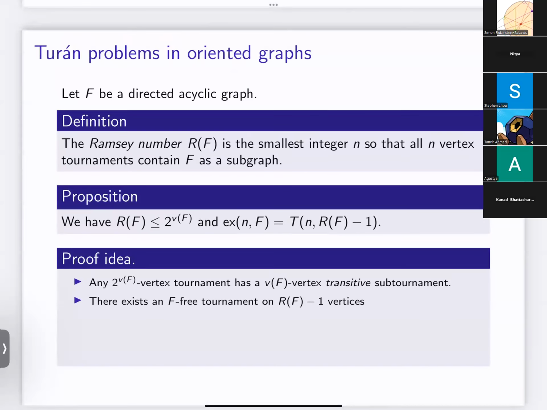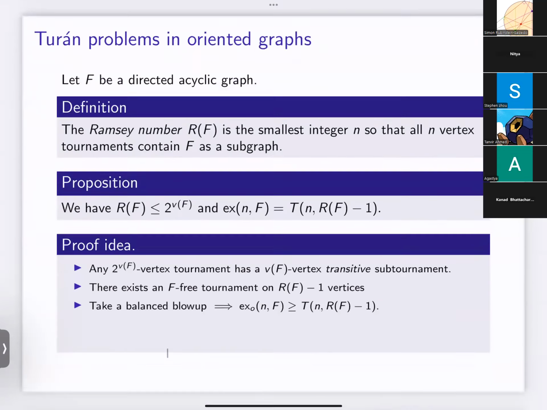The second observation is that by the definition of a Ramsey number, there is some F-free tournament on the Ramsey number minus 1 vertices. If this is confusing, this is just doing some munging with the definition of Ramsey number, because the Ramsey number is the smallest integer where all tournaments have a copy of F. If I subtract 1, there has to be some tournament that does not contain a copy of F. Otherwise, the Ramsey number would be 1 smaller.